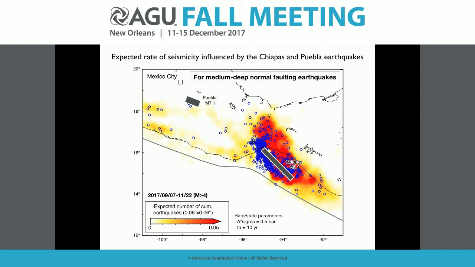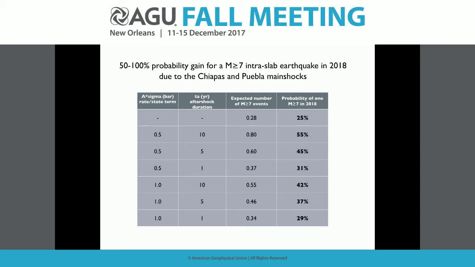So let me show you the results. This is a table of the results, and this is the combination of assumptions for the Dietrich parameters. This column is just the probability for next year without any effect of large earthquakes, and the remainder is the increased probability because of the stress transfer by the recent two events, mostly the Chiapas earthquake. So you can see a 50 to 100% probability gain associated with the stress transfer.